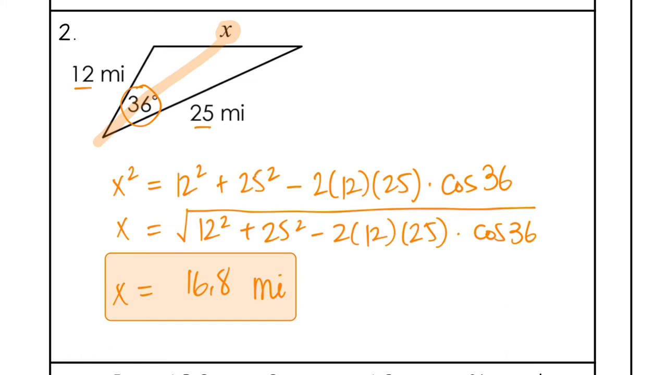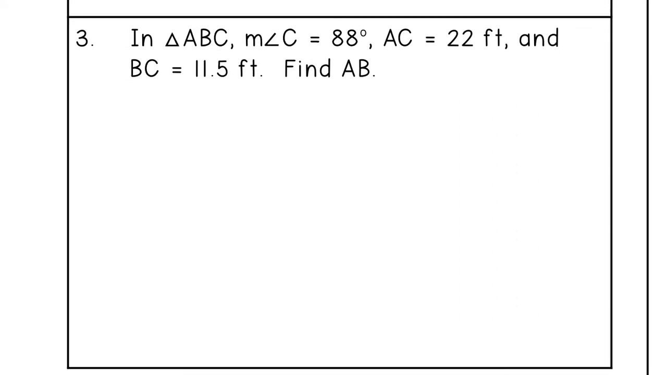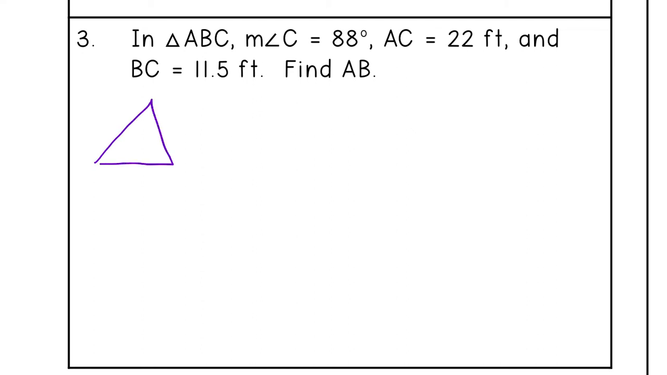Okay, and one more similar to that. Here's our third example. This time there is no picture, but as we did yesterday, it's a lot easier if you do have a picture to look at. So I'm gonna draw a triangle. So A, B, and C.